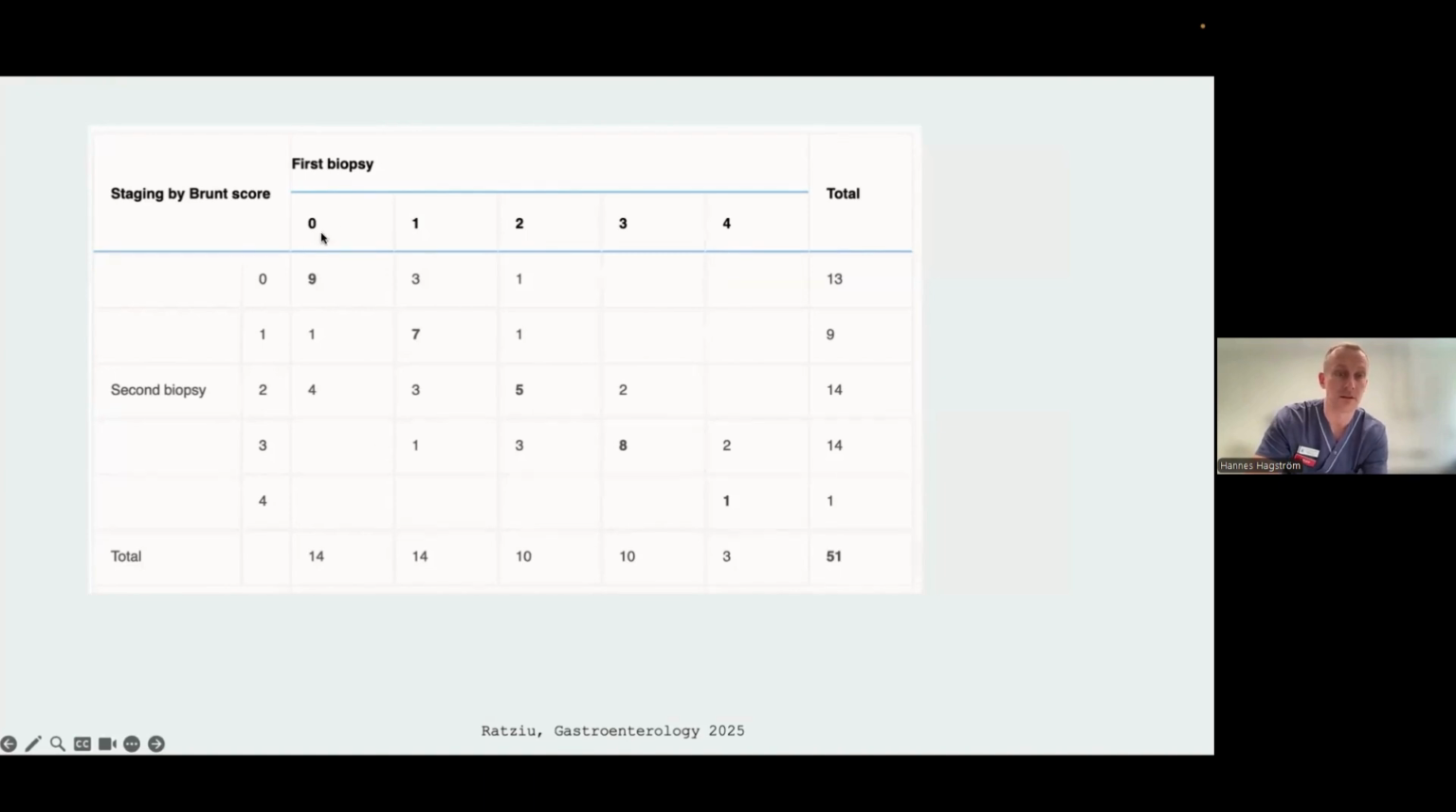So here you have a patient with a fibrosis stage 0, but then second biopsy you have 4 patients who seem to have F2 here. So not so uncommon. So that means if we do a liver biopsy, we see F2. Well, are you really sure it's F2 in this place, but can it be F3 somewhere else?